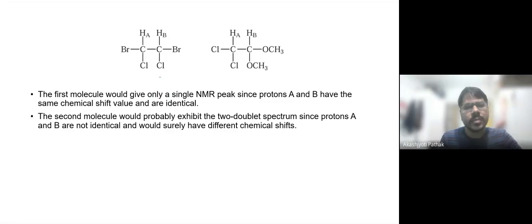So as a result, there will only be a single NMR peak. Because the chemical environment for both these protons is the same, the chemical shift for both these protons will be the same. So you will get a single NMR peak.